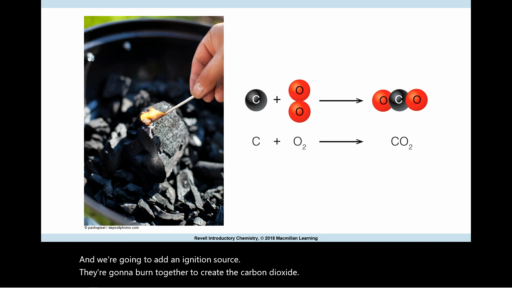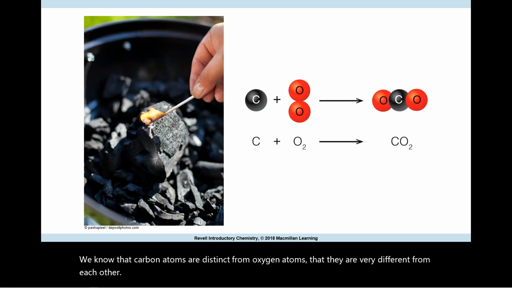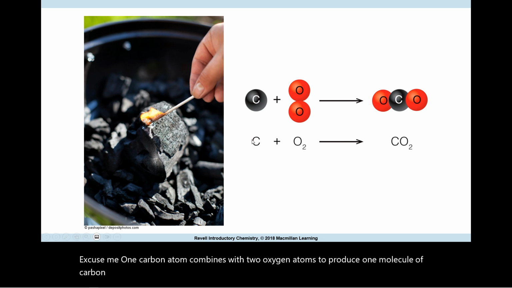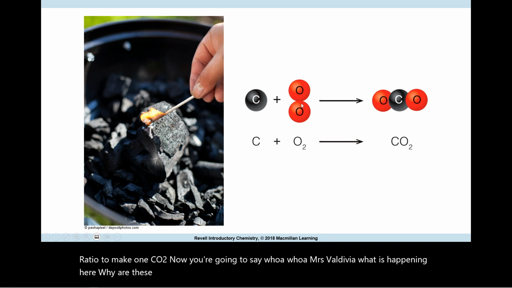We know that carbon atoms are distinct from oxygen atoms, that they are very different from each other. Okay? And one carbon atom combines with two oxygen atoms to produce one molecule of carbon dioxide. So these combine in a 1-to-1 ratio to make one CO2. Now you're going to say, whoa, Mrs. Valdivia, what is happening here? Why are these two oxygens together?